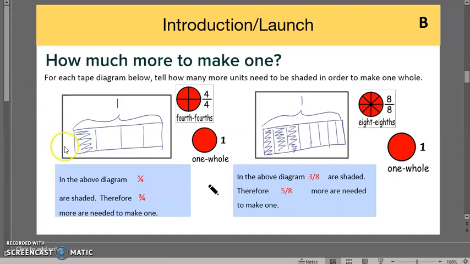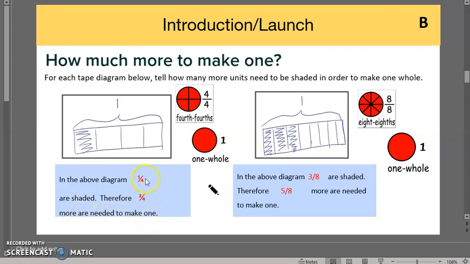Here in this slide, we have answers to the prompts. In the diagram above, we see that 1/4 are shaded. There are 4 equal pieces, which will be our denominator, and 1 piece that is shaded in, giving us 1/4. Therefore, 3/4 more are needed to make 1.